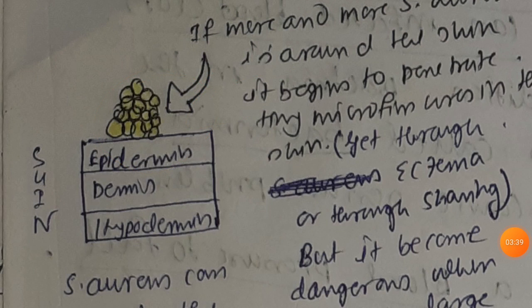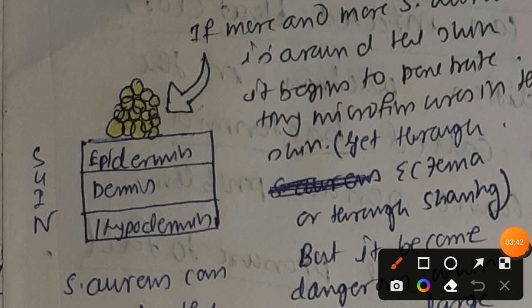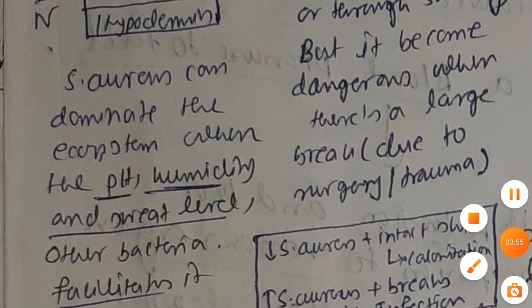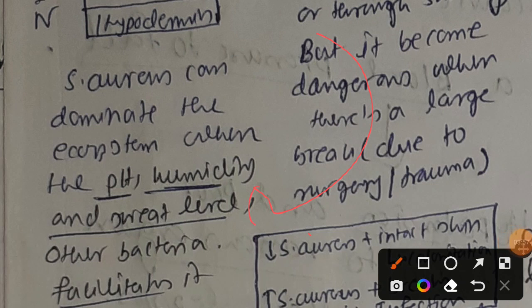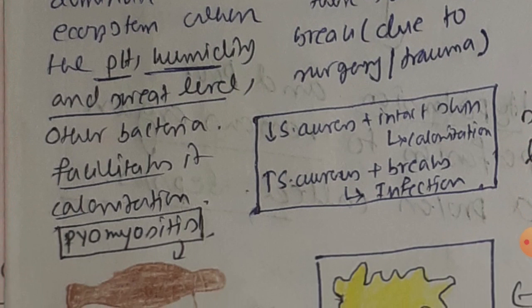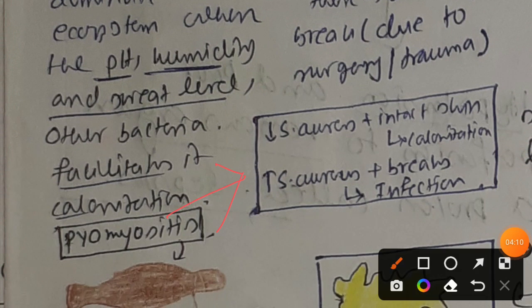So in short, when the Staphylococcus aureus amount is low and the entire skin is intact, Staphylococcus aureus will only colonize if the environment supports its colonization. Okay, and what are the environmental factors that support colonization? They are pH, humidity, sweat level and presence of other specific bacteria. And if the amount of Staphylococcus aureus is higher and there is a presence of larger breaks, it will surely facilitate infection.